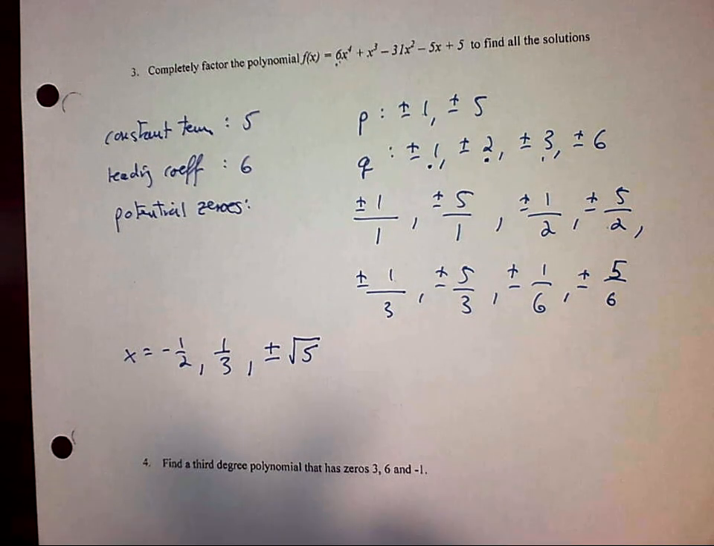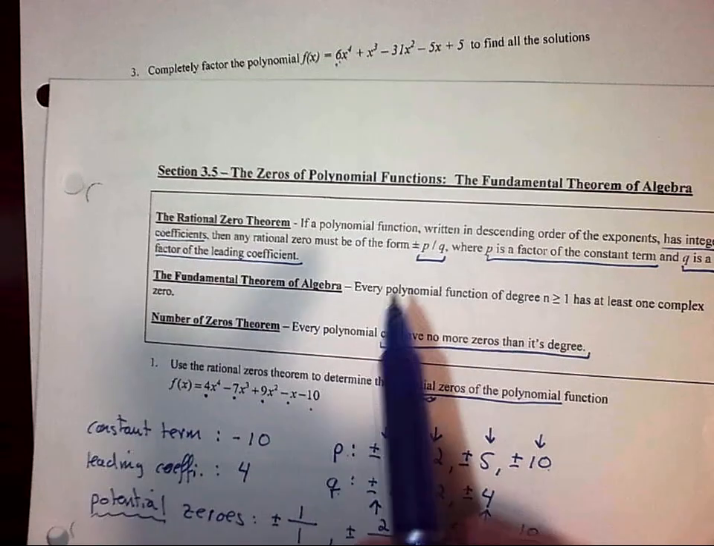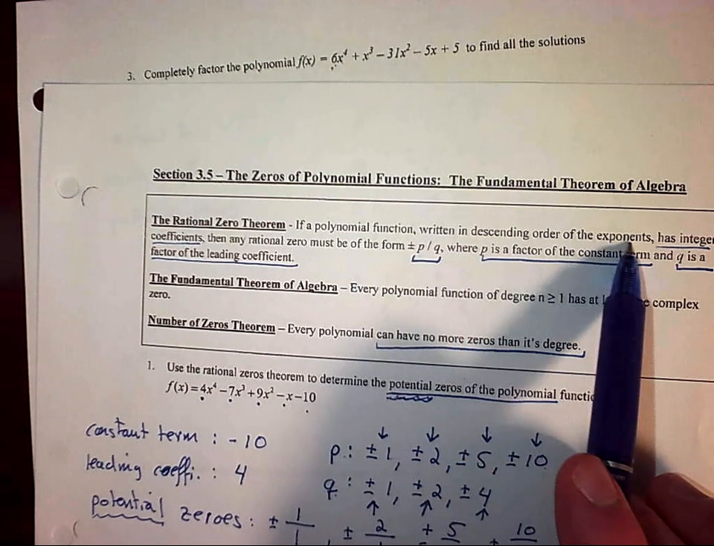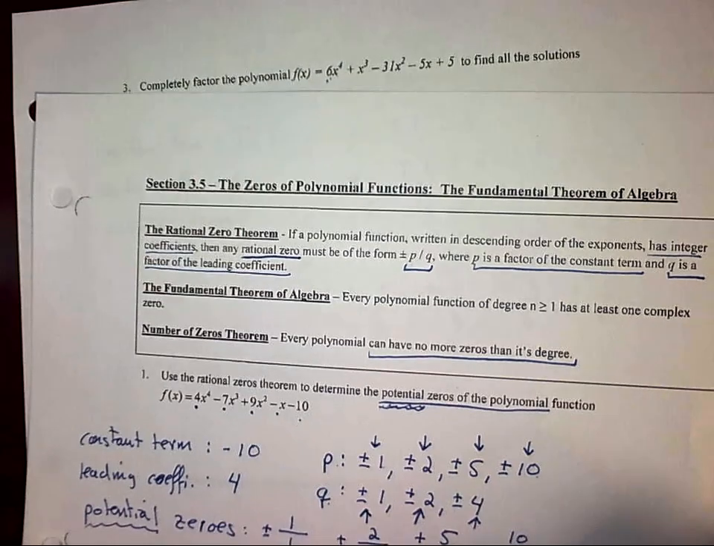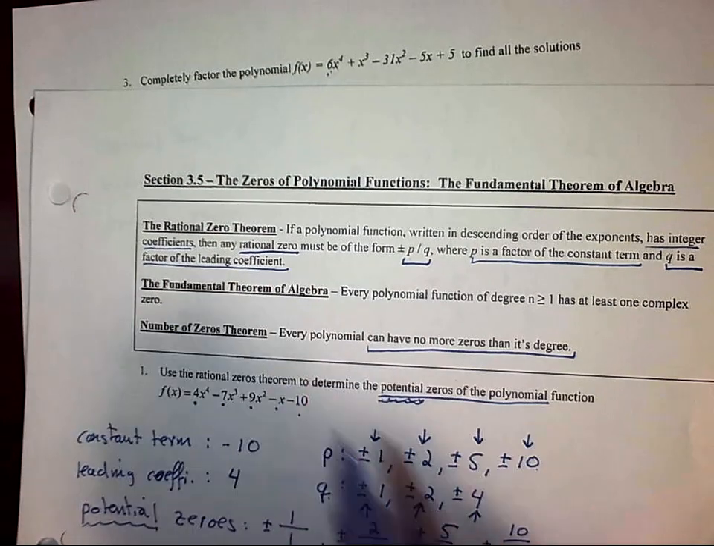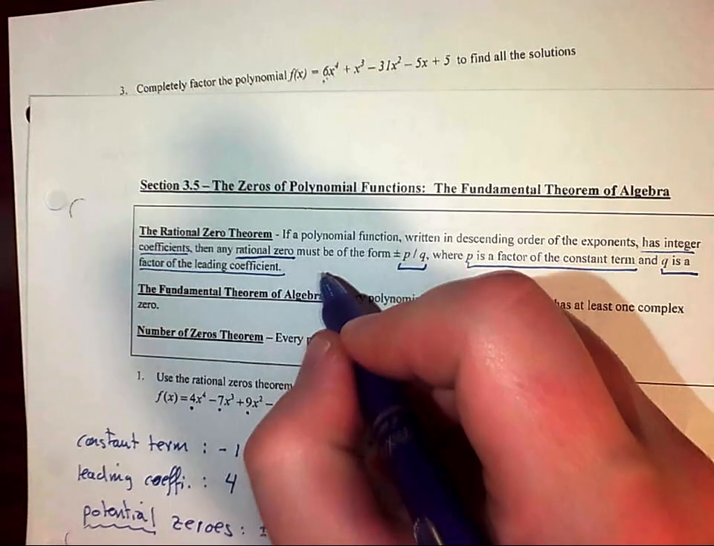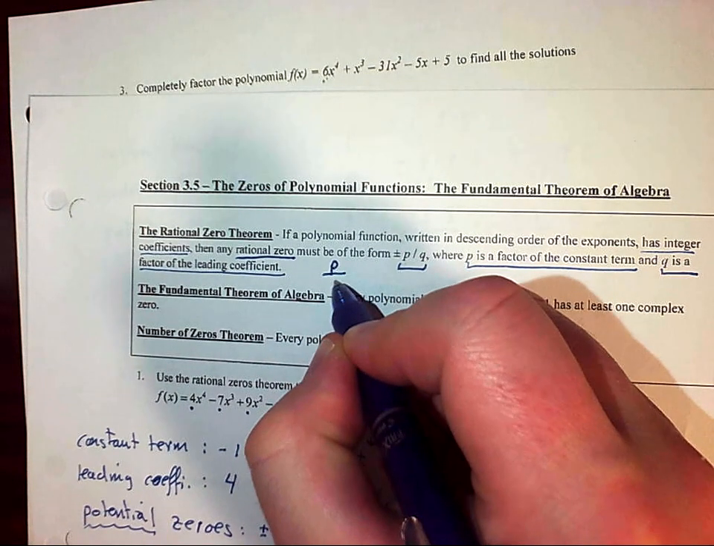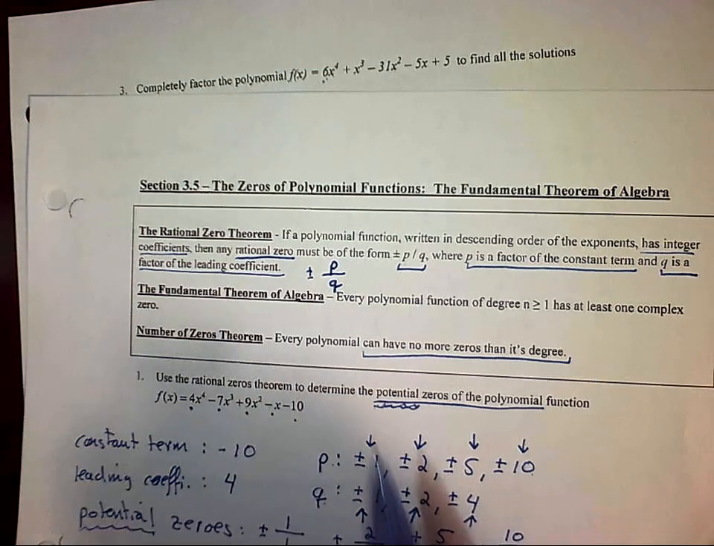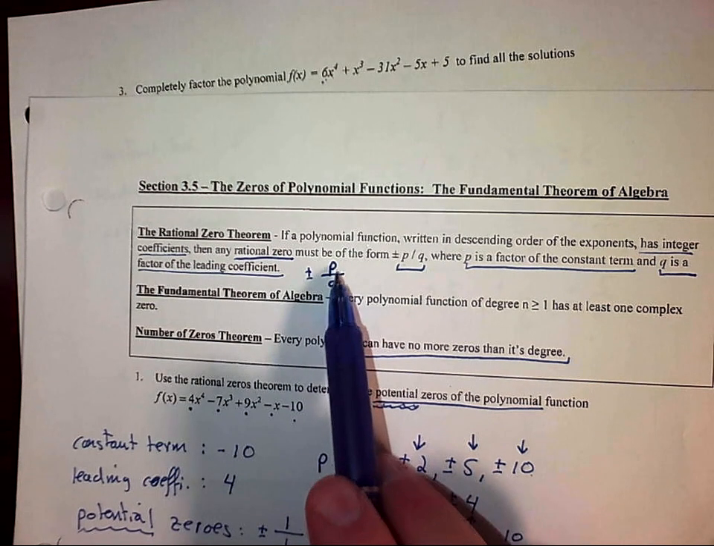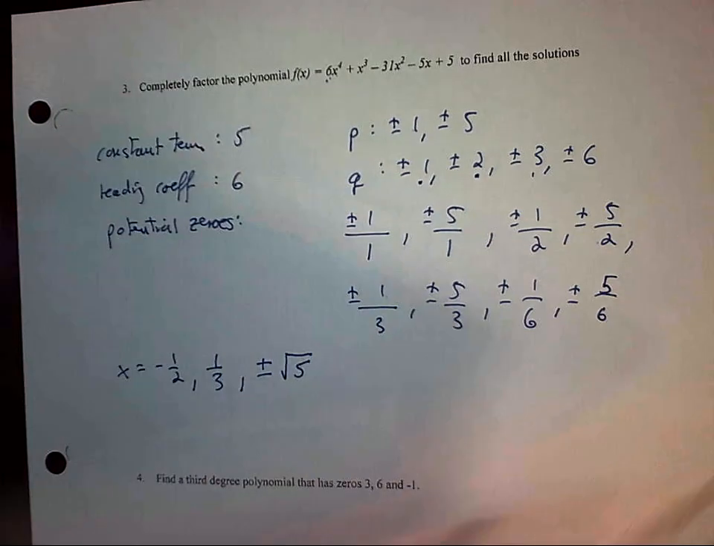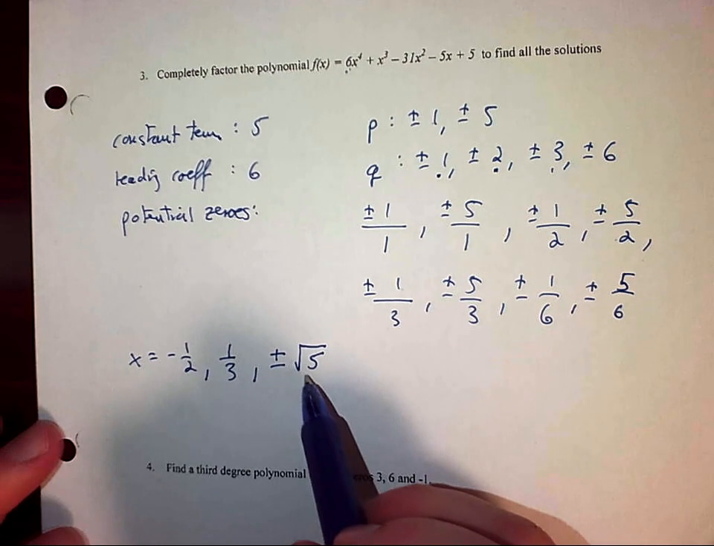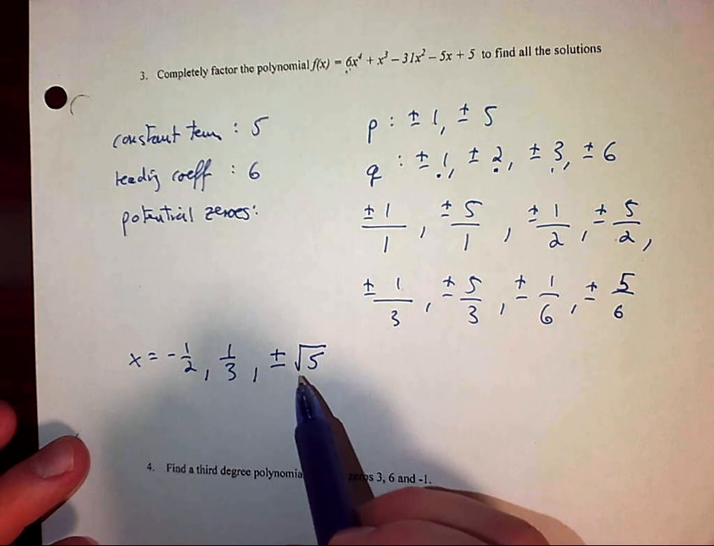Now hold on a second here. If we go back to our rational zeros theorem, it says if a polynomial function written in descending order of exponents has integer coefficients, then any rational zero must be of this form. But what it means for it to be a rational zero is simply something that you can write as P over Q. Since it's P over Q, a rational is just the same thing as a fraction. Any zero that you can write as a fraction, we can write as this. Well, here, the square root of 5 you cannot write as a fraction.